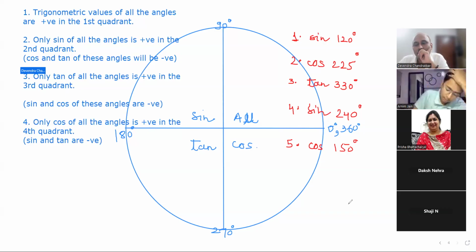240 degrees lies in which quadrant? Third quadrant. In the third quadrant, only tan is positive. So the sign will be what? Negative. Understood? Okay, sir. Yes, sir. Thank you. Most welcome. Write, write quickly.